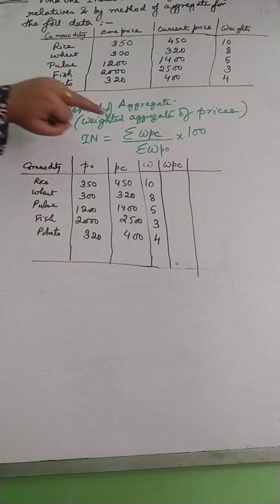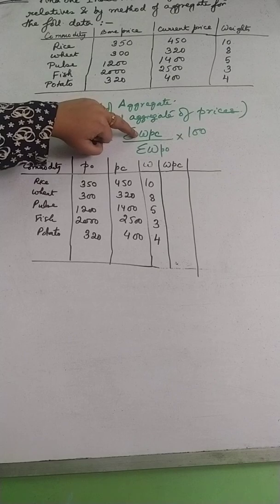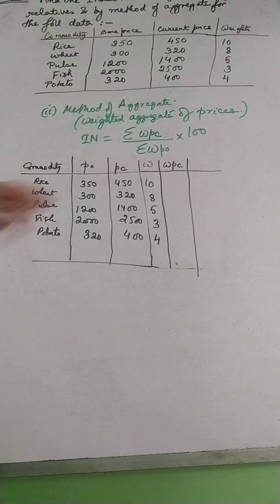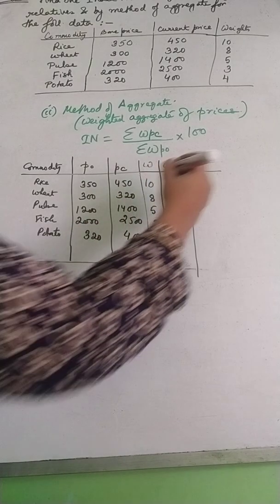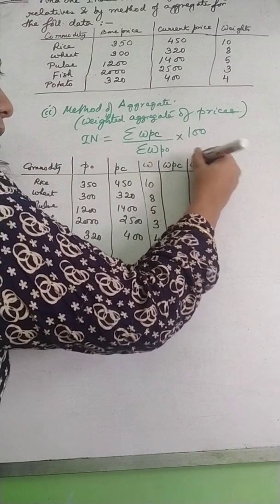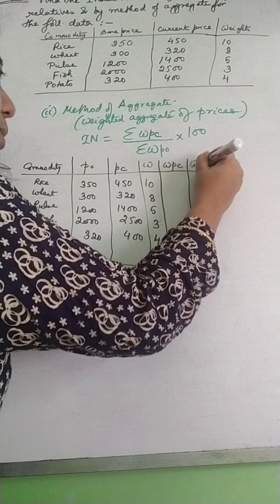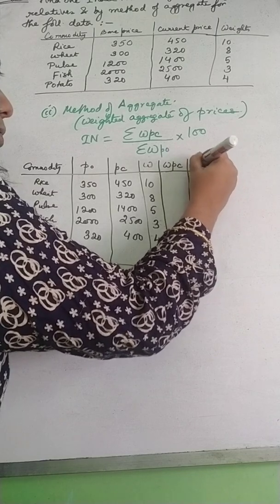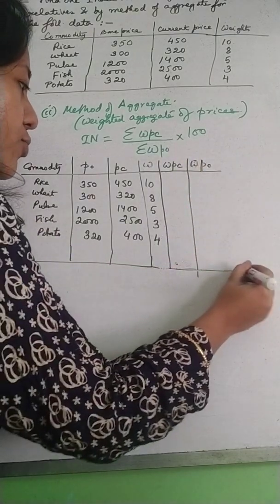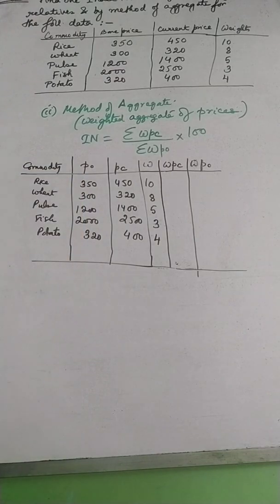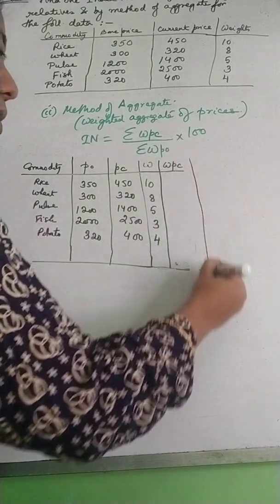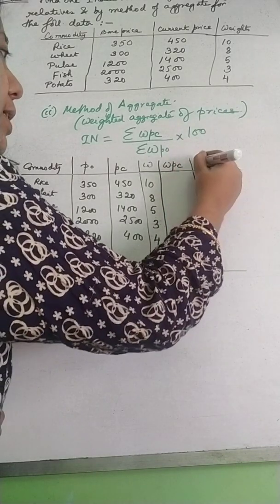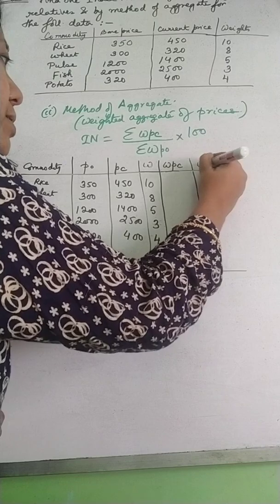What do we need? We need WPC. W into PC we have to do, and we need its summation. We have to do W into P0 as we need its summation. So the next columns are WPC and WP0. It's too narrow, so I make it a little broader.